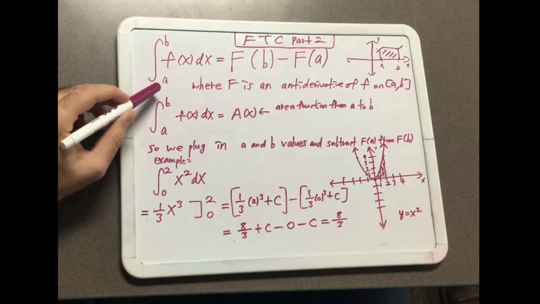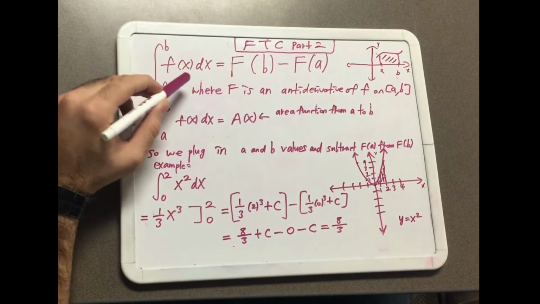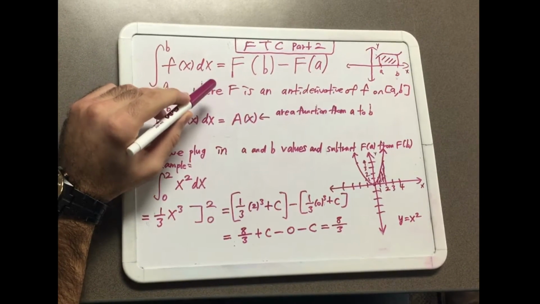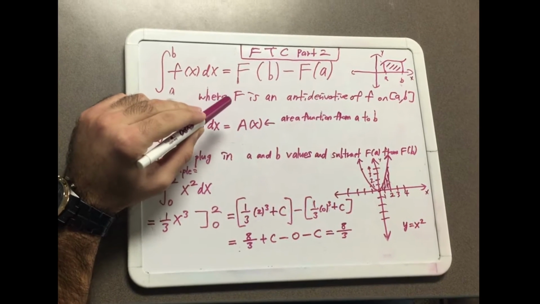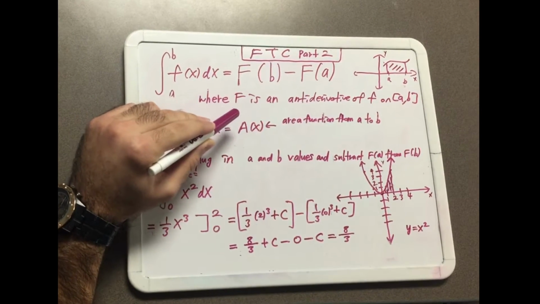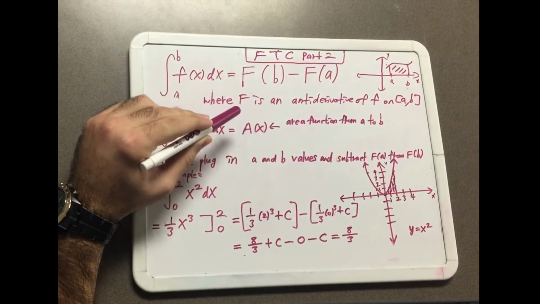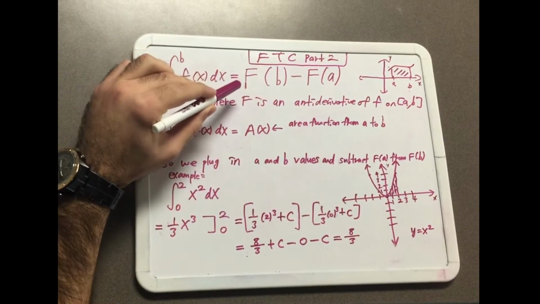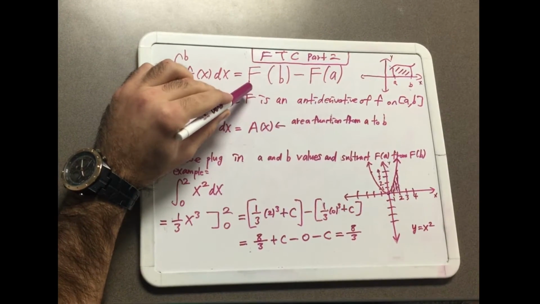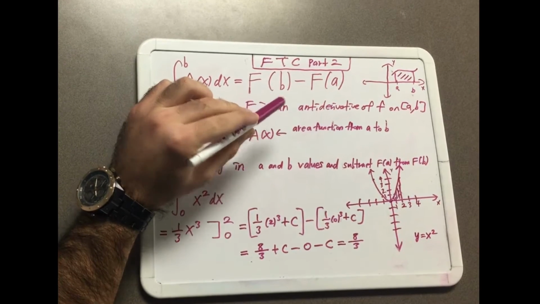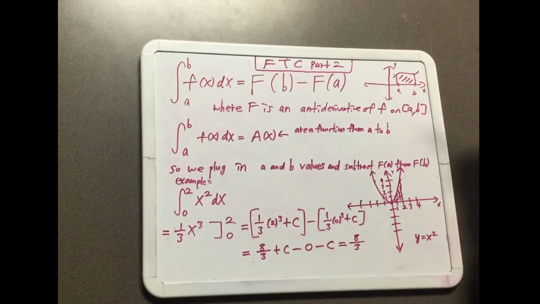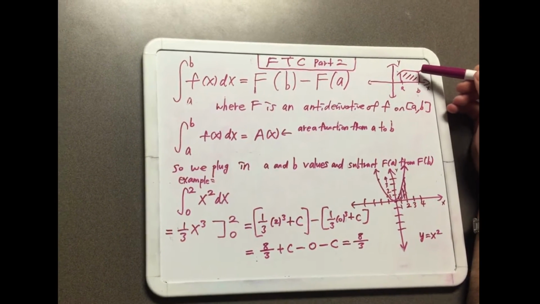We have the integral from a to b of f of x dx equals big F of b minus big F of a, where big F is an antiderivative of small f on the closed interval a and b. And we know the value of big F of b is bigger than the value of big F of a because here in the graph it shows that we have a positive area.